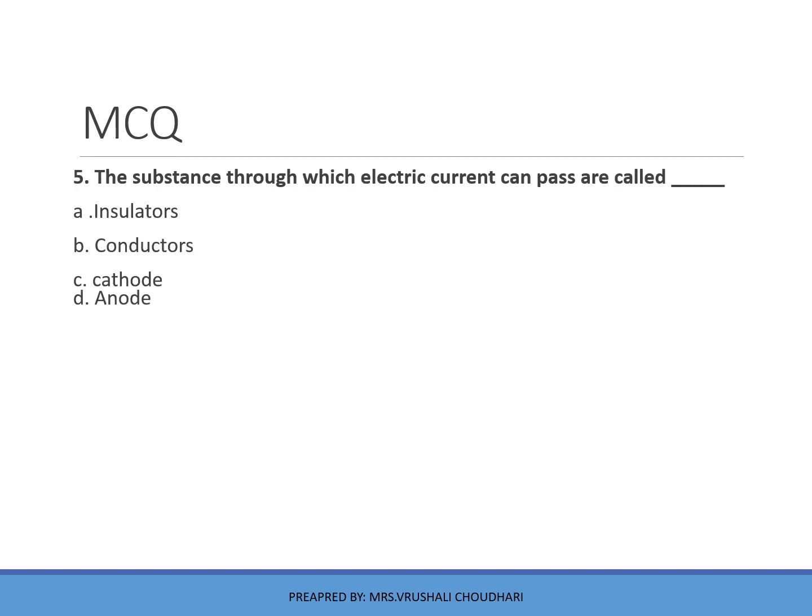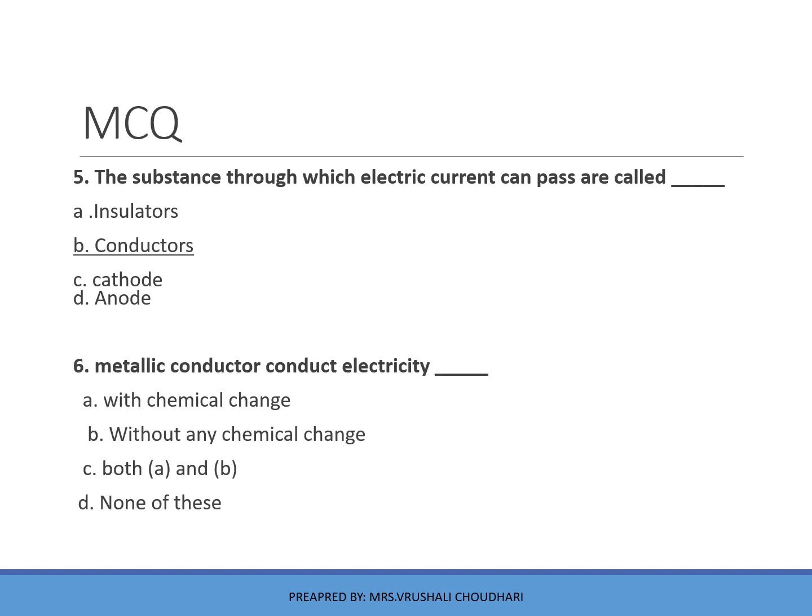The substance through which electric current passes is called: insulator, conductors, cathode, or anodes? It is called conductors. And conductors, when attached to a metallic strip, become cathode and anode depending upon which pole they are attached to. Metallic conductors conduct electricity with chemical changes, without any changes, both A and B, or none of these? Did you observe the metallic wire at your home? When it is carrying current, does any chemical reaction take place nearby? No, the wire will remain the same for a longer duration, for tens, 15s of years. Metal remains the same. So the answer is without any chemical changes.